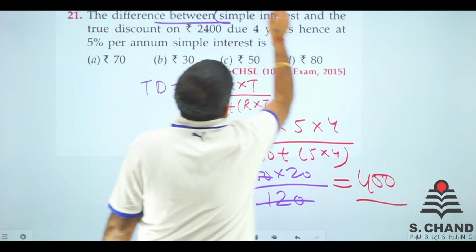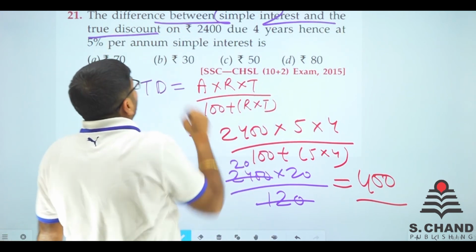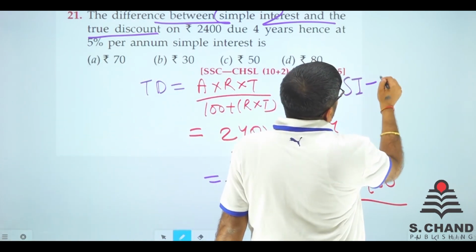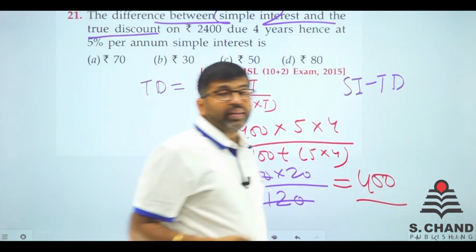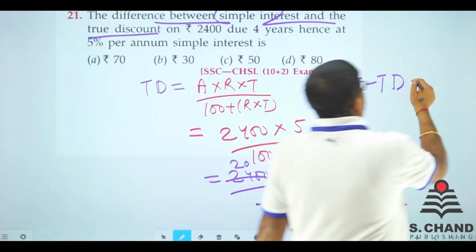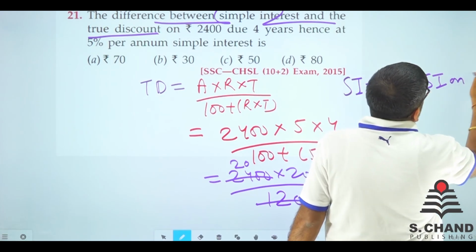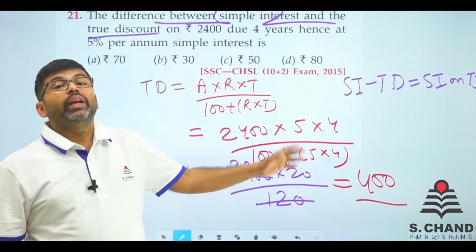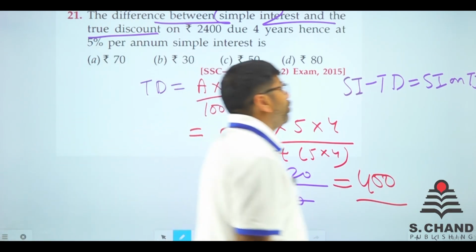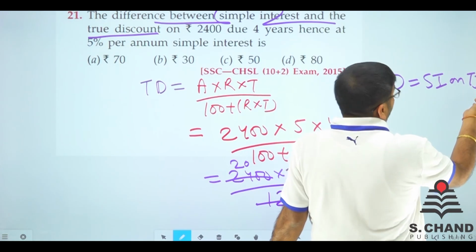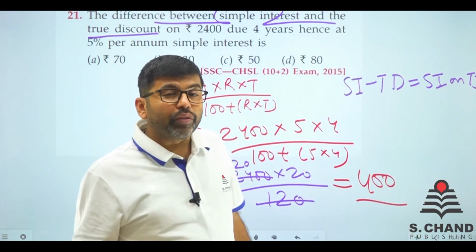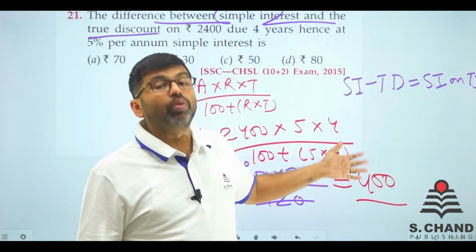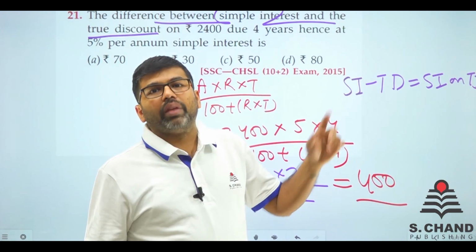Now what is said? The difference between simple interest and true discount. SI minus TD. If you remember, simple interest minus true discount is equal to SI on TD. So just calculate SI on TD. How much simple interest will be charged on the true discount? So if you remember, simple interest is PRT upon 100. Now this time the principal is true discount. So true discount into R into T by 100.